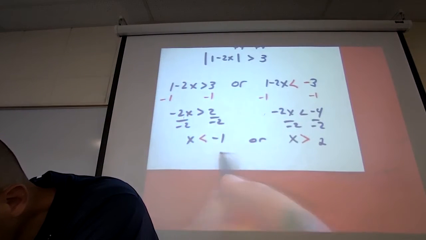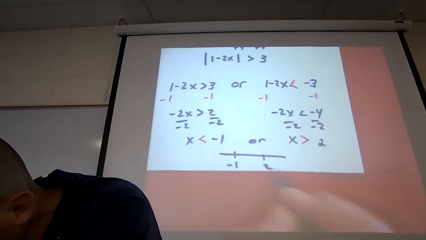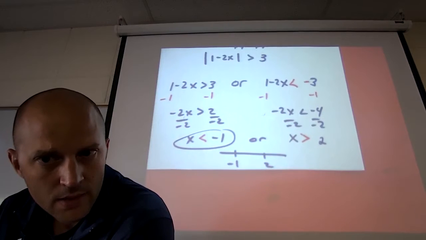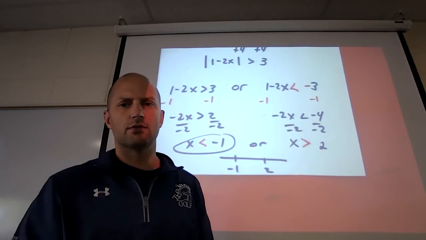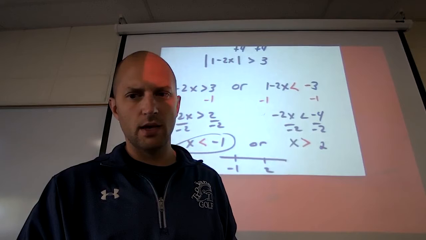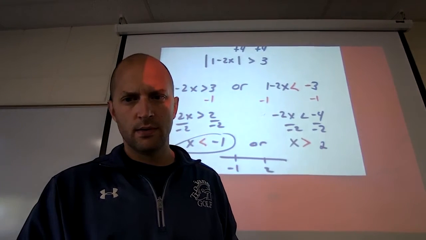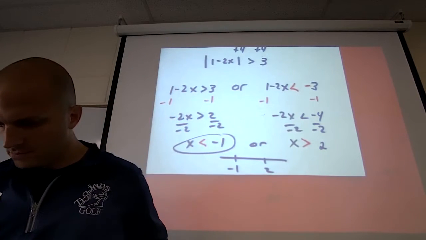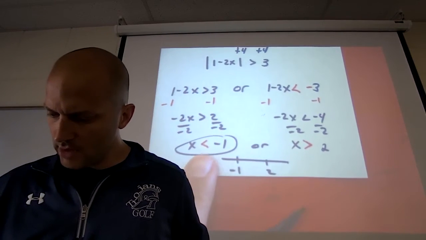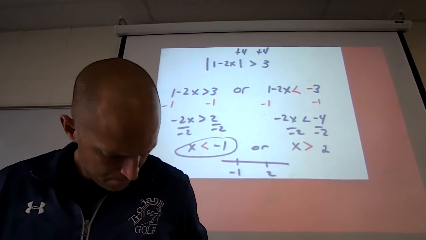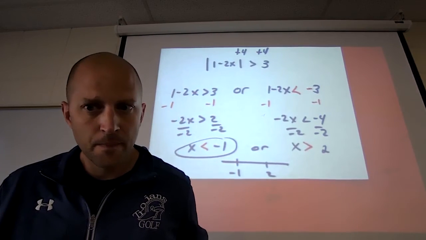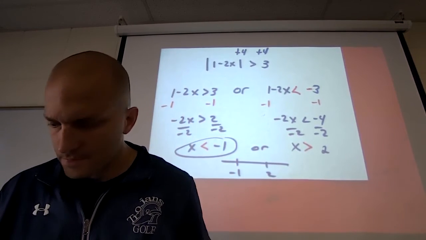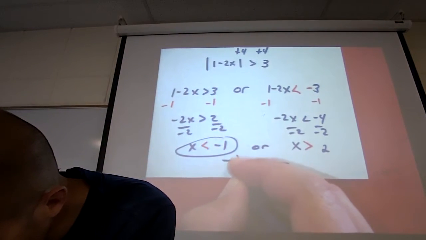So I graph it. Here's negative 1, here's 2. X is less than negative 1. Parentheses or brackets, left or right? What do you guys say? Which way am I going? Parentheses or brackets, left or right? X is less than negative 1. Parentheses to the left. Awesome.